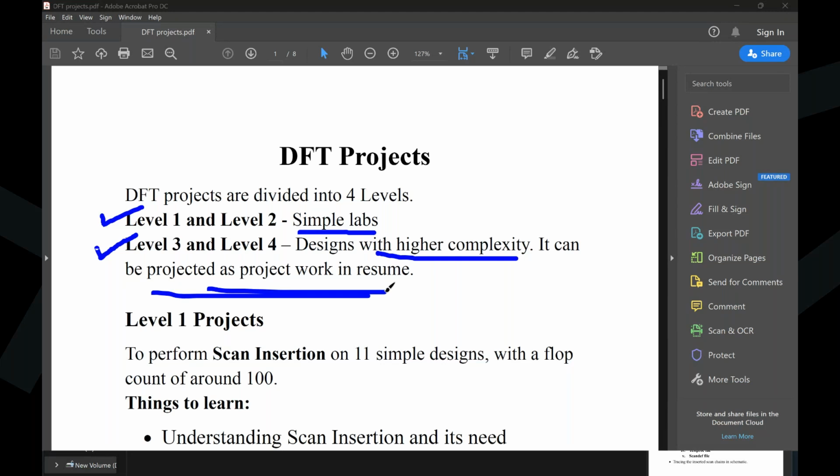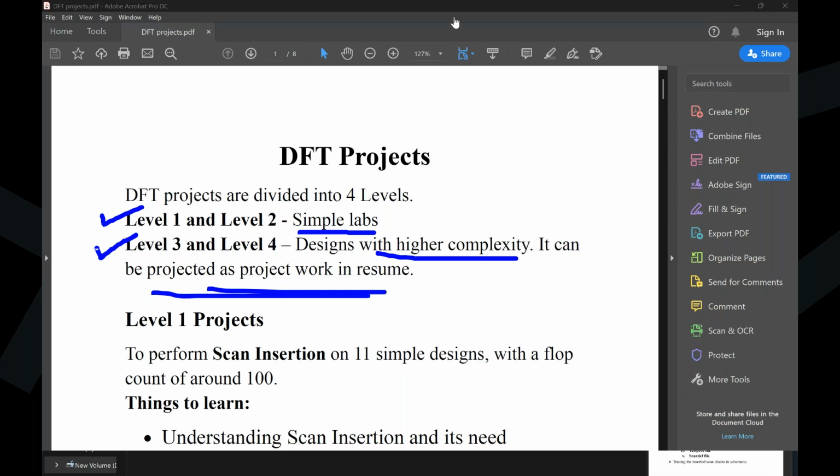Basically, in our DFT course, the projects are divided into 4 levels. Level 1 and level 2 are simple labs. Level 3 and level 4 are designs with higher complexity. So it can be projected as project work in your resume.